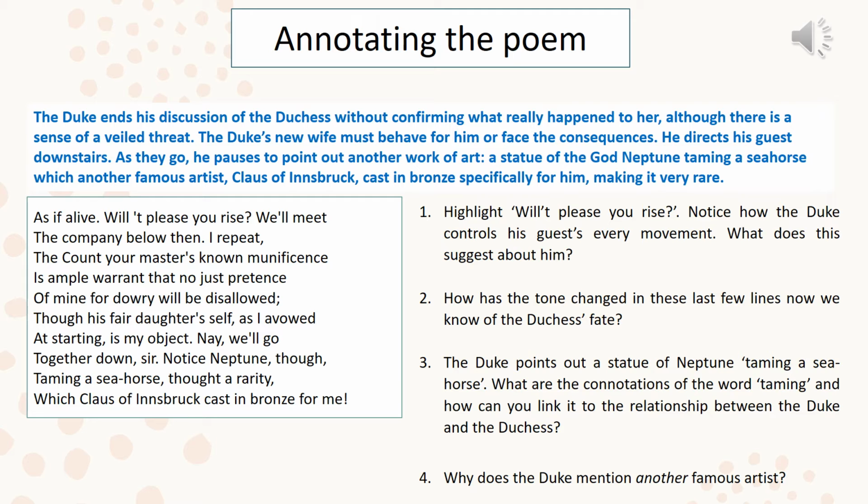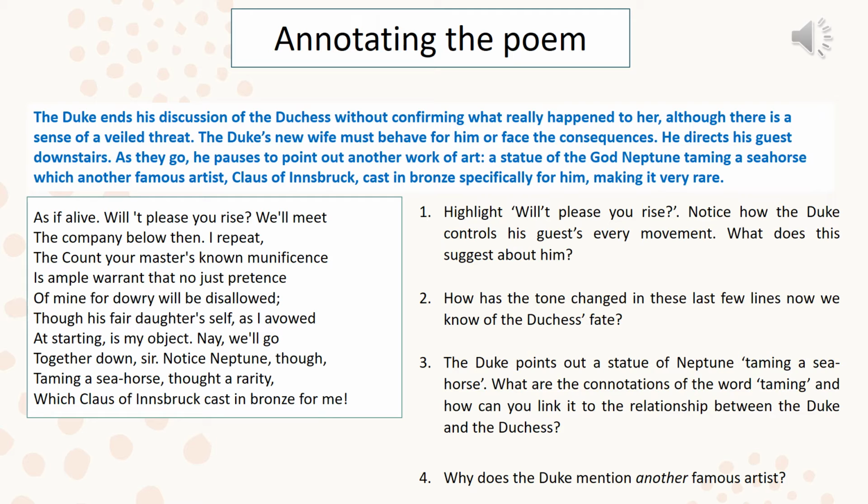He directs his guests downstairs. As they go, he pauses to point out another work of art, a statue of the god Neptune taming a seahorse, which another famous artist, Claus of Innsbruck, cast in bronze specifically for him, making it very rare.